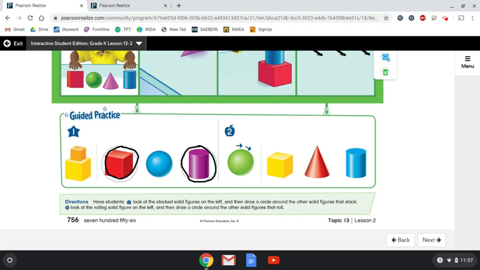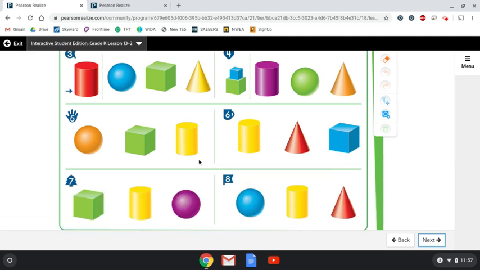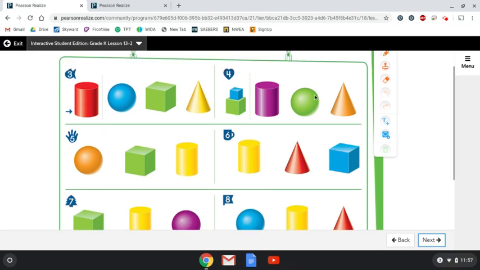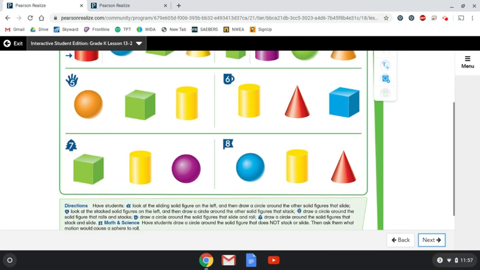Okay, so now parents, it's your turn. Go ahead and do question 2, and the directions are down here at the bottom of what to say and what they're looking for. They're looking for a solid figure that could roll. Then go ahead and do the next page, number 3, 4, 5, 6, 7, and 8. Go ahead and do these problems. Again, the directions are down here at the bottom to kind of give an idea of what to say.